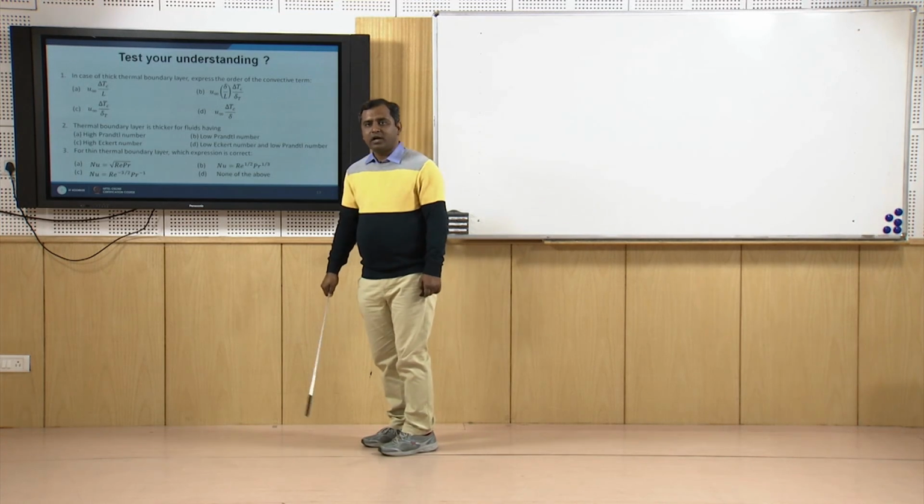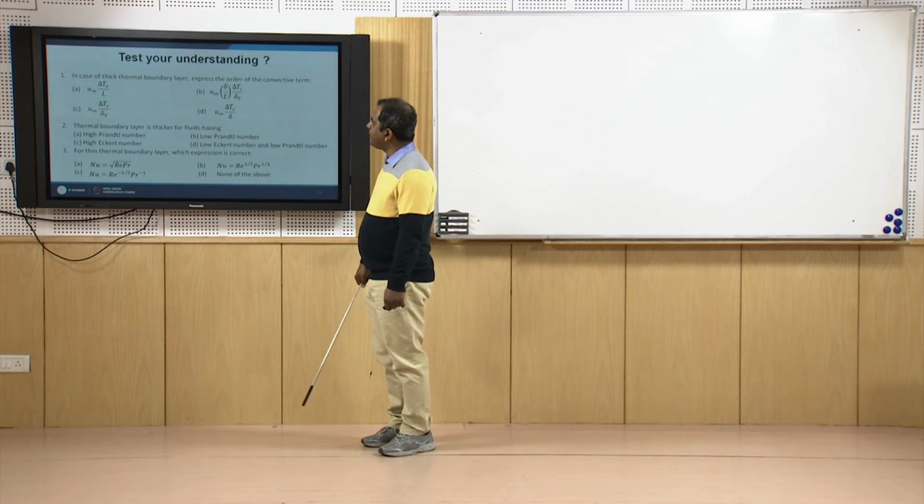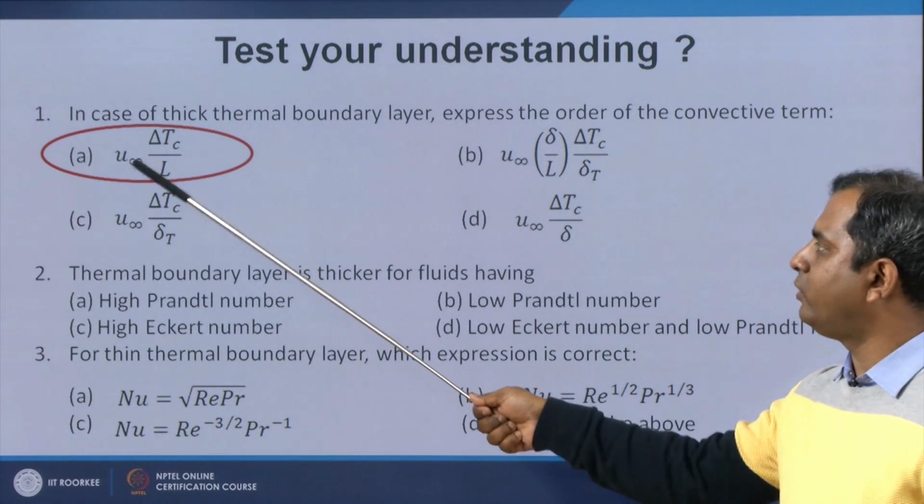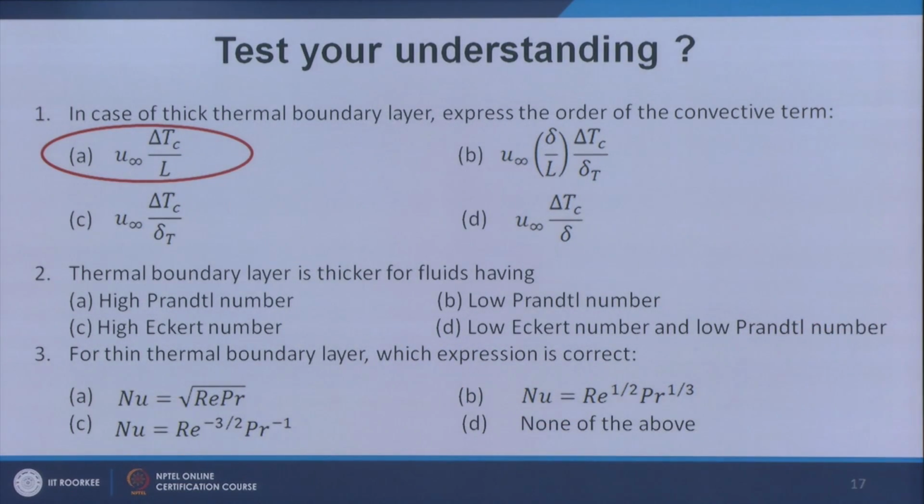Now let me test how far we have understood this topic. We have three questions. The first question: in case of a thick thermal boundary layer, express the order of the convection term. I have already discussed this in the lecture. Four options are given. If you go back to the earlier discussion, you can find the correct term is U infinity into delta Tc by L.